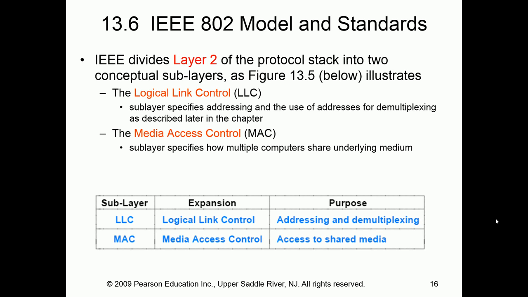So our LLC actually deals with our multiplexing and our addressing. Our MAC is access to shared media, or Media Access Control. Clever way to say MAC, because the purpose of MAC is its name, Media Access Control. But what does that mean, though? So specifically, the MAC layer specifies how multiple computers share the underlying media, whether it be physical or guided or unguided, physical or non-physical. It's controlled by our MAC.